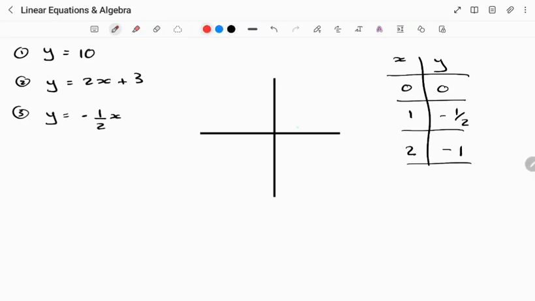Now let's plot these on our graph. So here we have 1 and 2. And over here we'll have negative a half, negative 1, negative 1.5, negative 2, and so on. Again, this is our y, and this is our x. Now let's plot this. When x is 0, y is 0. When x is 1, y is negative a half, right there. When x is 2, y is negative 1, over there. And we can create a line to represent this relationship.